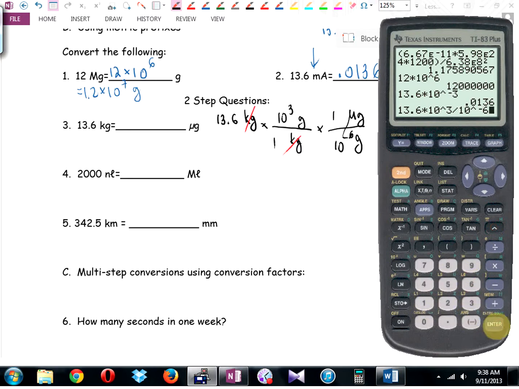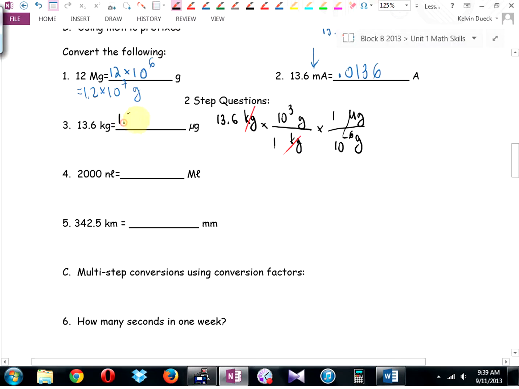Apparently 13.6 kilograms is 1.36 times 10 to the 10th micrograms. My calculator gave it to me in scientific notation. I don't know if yours did, but since it gave it to me in scientific notation, I'm good with that. 1.36 times 10 to the 10th micrograms.